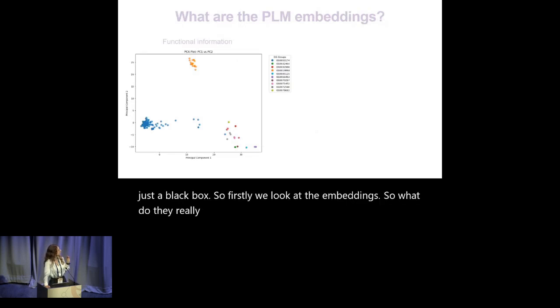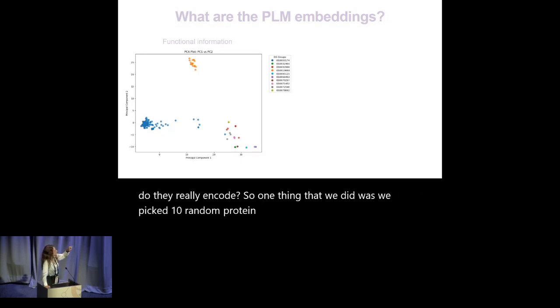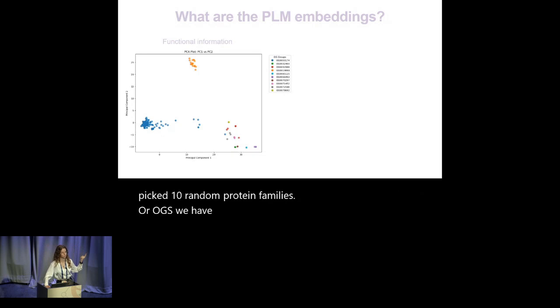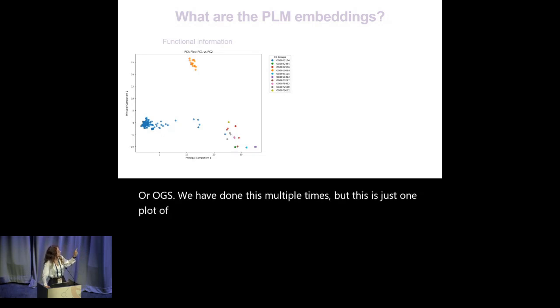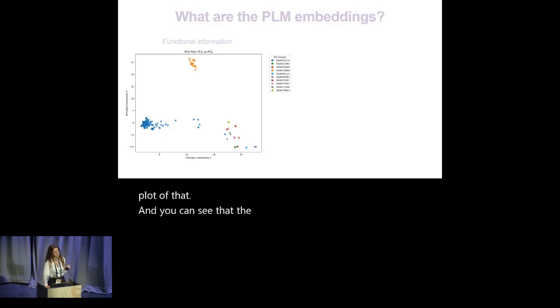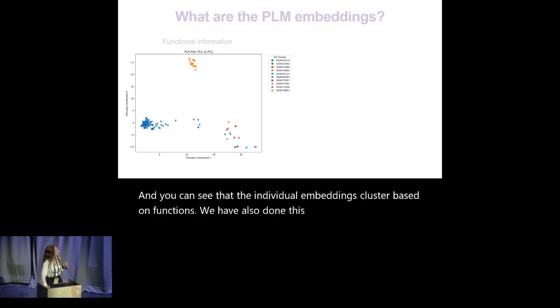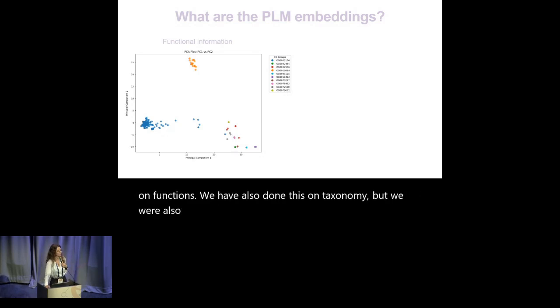So one thing that we did was we picked 10 random protein families or OGs. We have done this multiple times, but this is just one plot of that. And you can see that the individual embeddings cluster based on functions. We have also done this on taxonomy, but we were also thinking prediction is stronger than just seeing a plot.